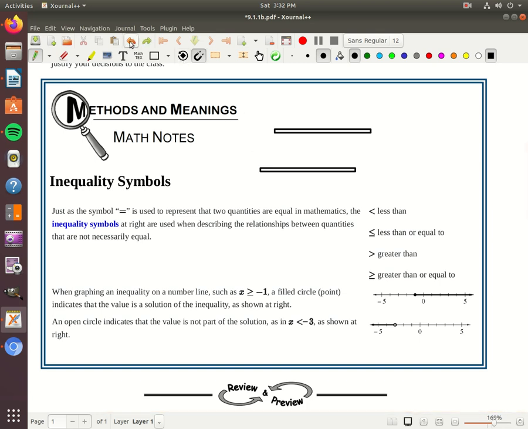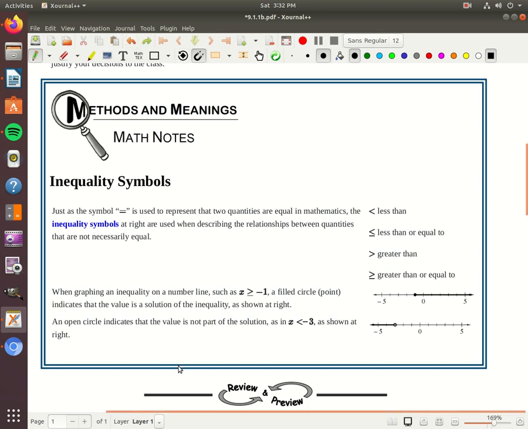This video is the beginning of chapter 9 into section 9.1.1. This chapter is going to start off pretty easily. What we're looking at really is inequalities.